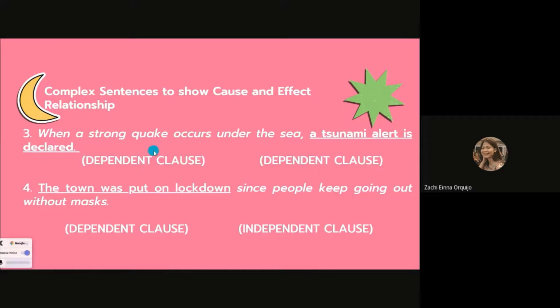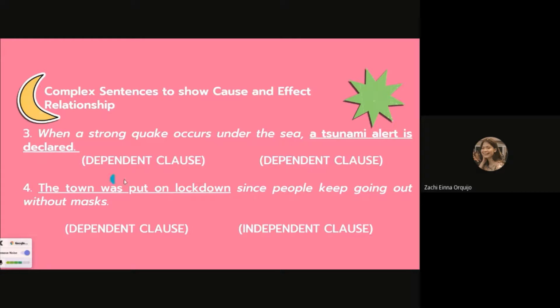Hindi kompleto. Pero a tsunami alert is declared is an independent clause. So kailangan po may independent clause diyan. Independent clause. So ibig sabihin naiintindihan natin tong underlined sentence na to. A tsunami alert is declared. So, that is an independent clause.